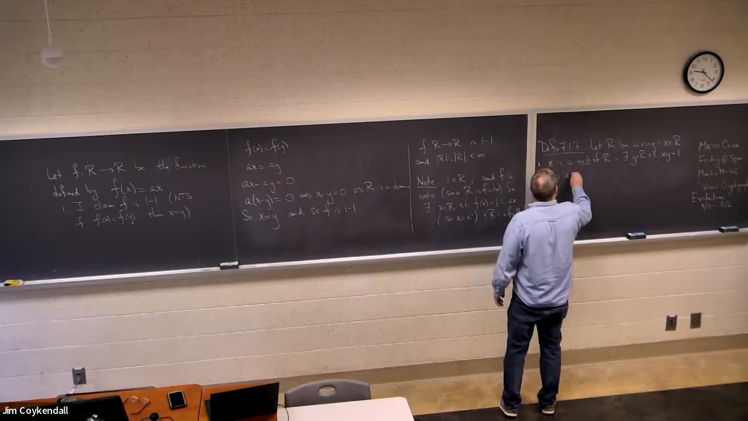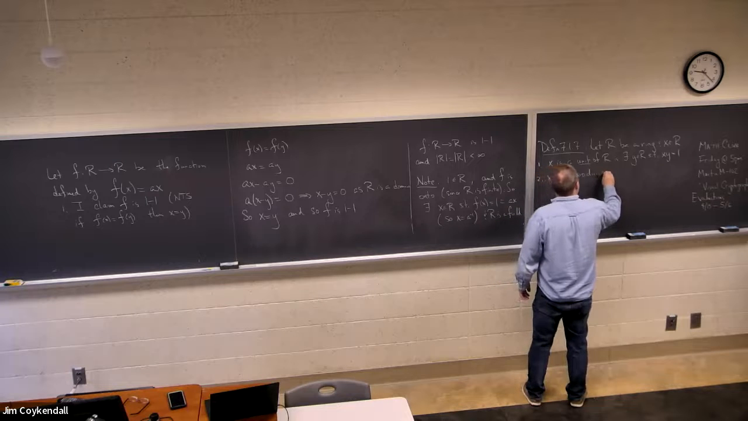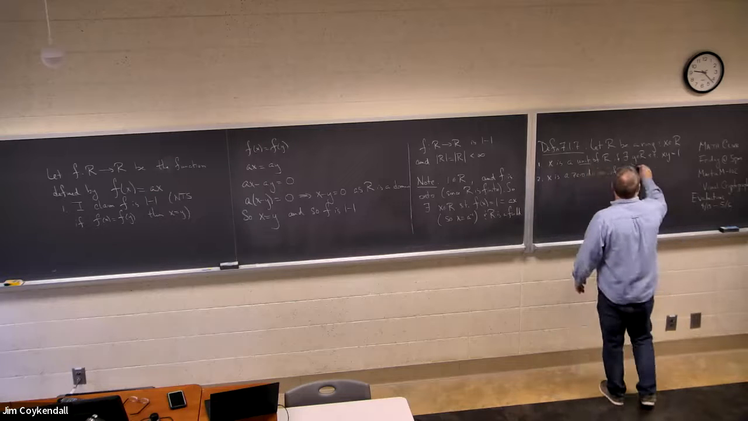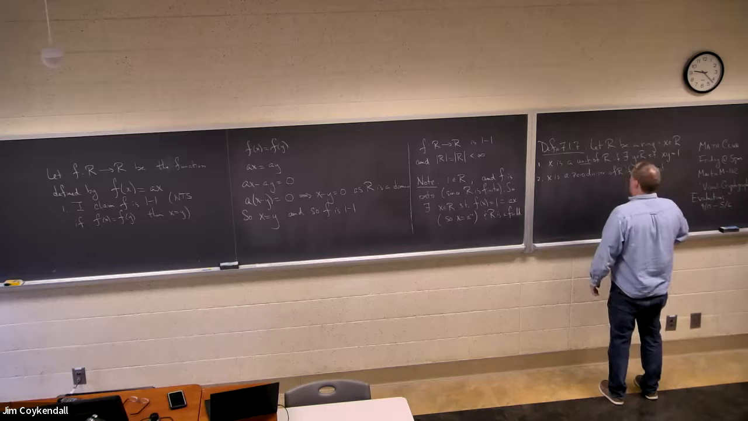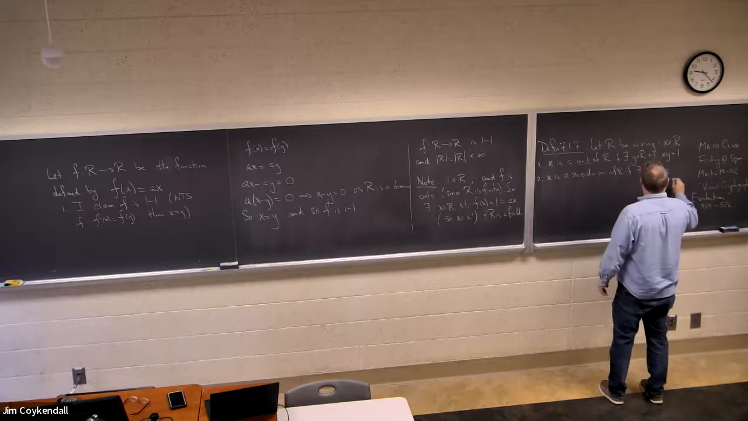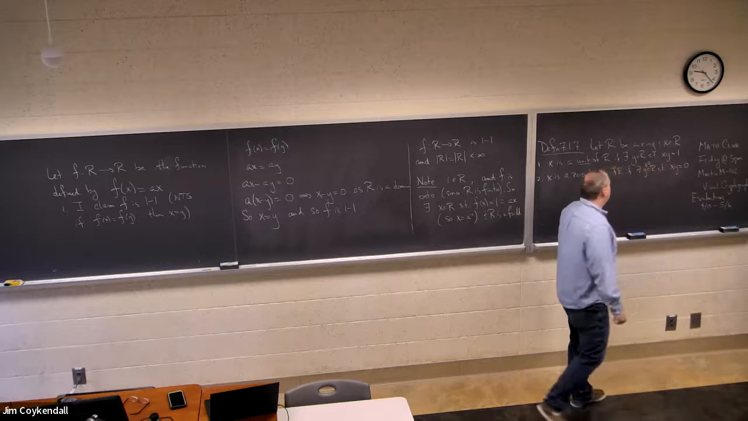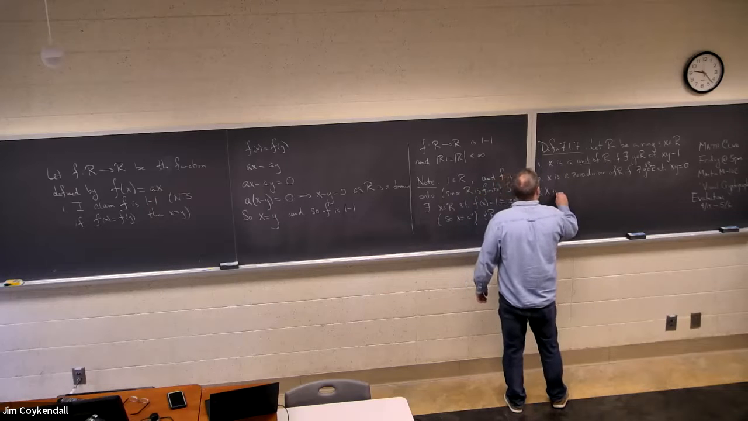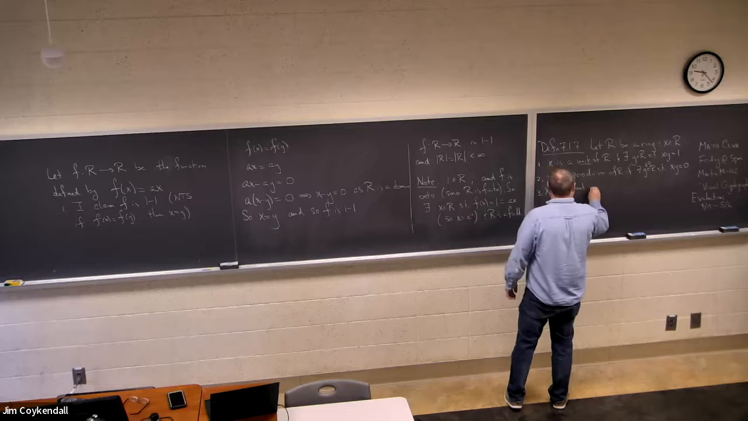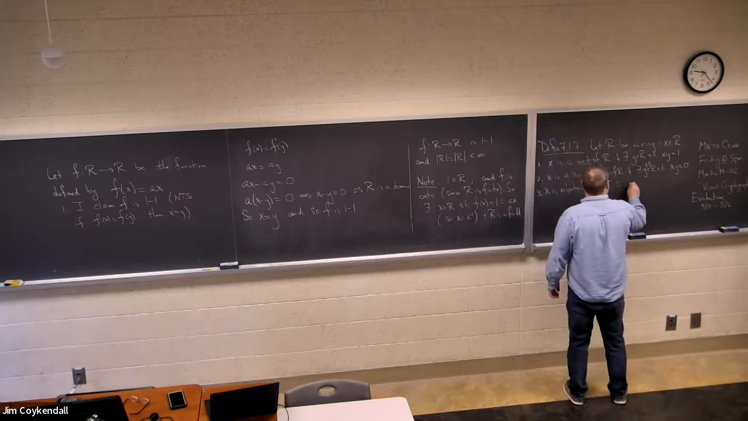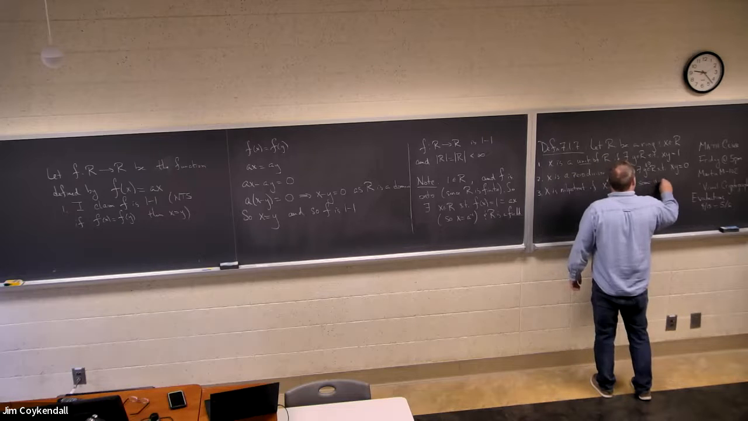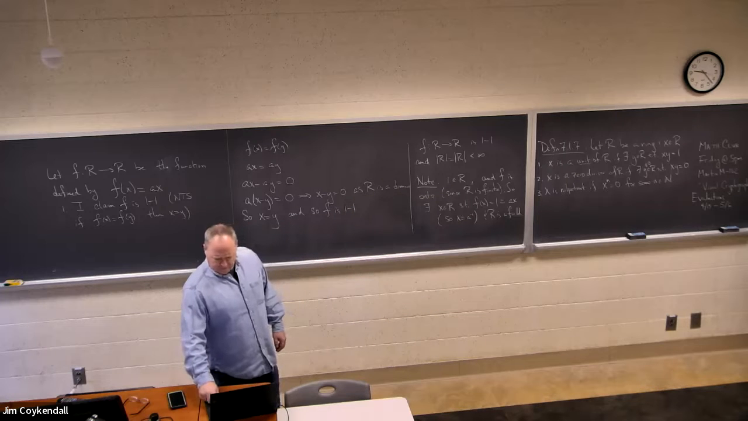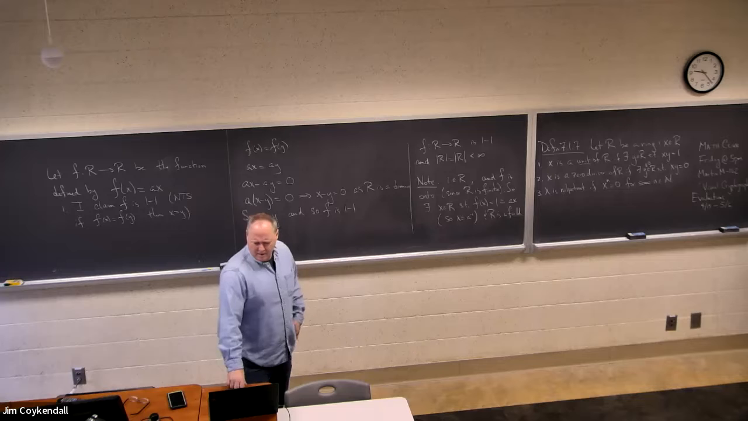Two, x is a zero divisor of R if there exists a non-zero y in R such that xy equals 0. And three, x is nilpotent if x to the n is 0 for some n in the natural numbers. Okay.